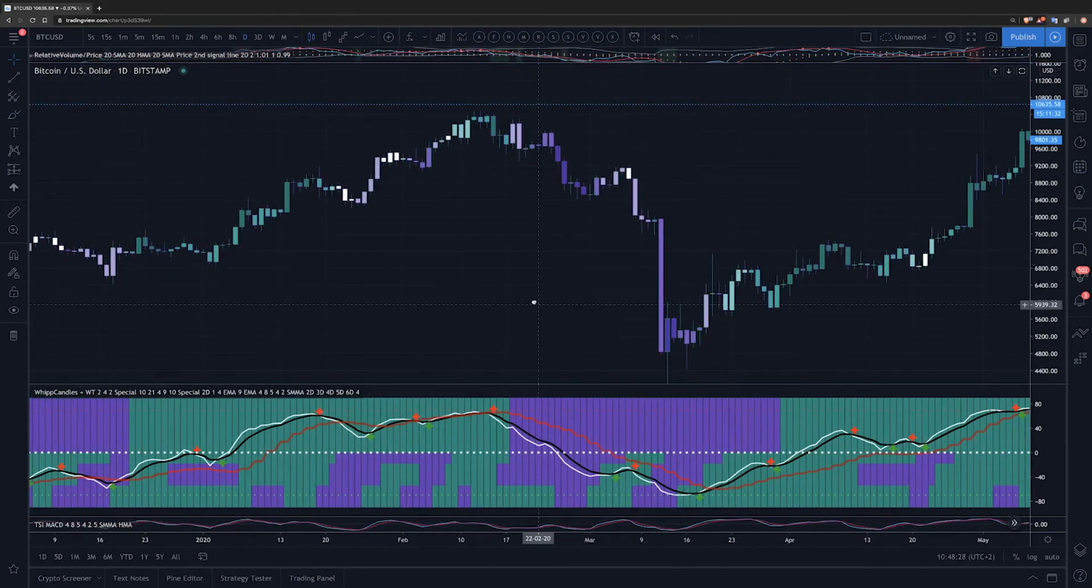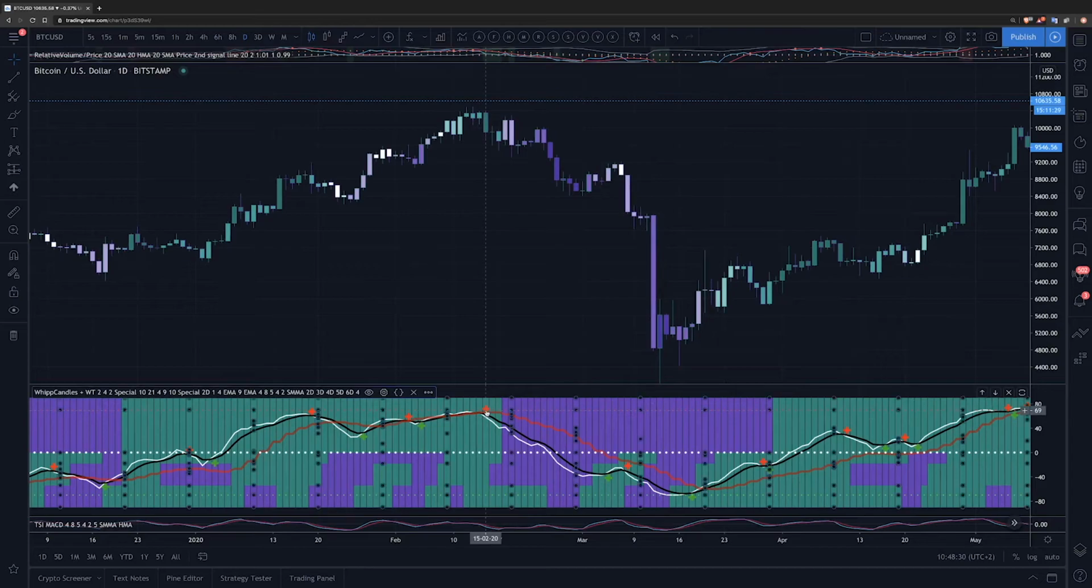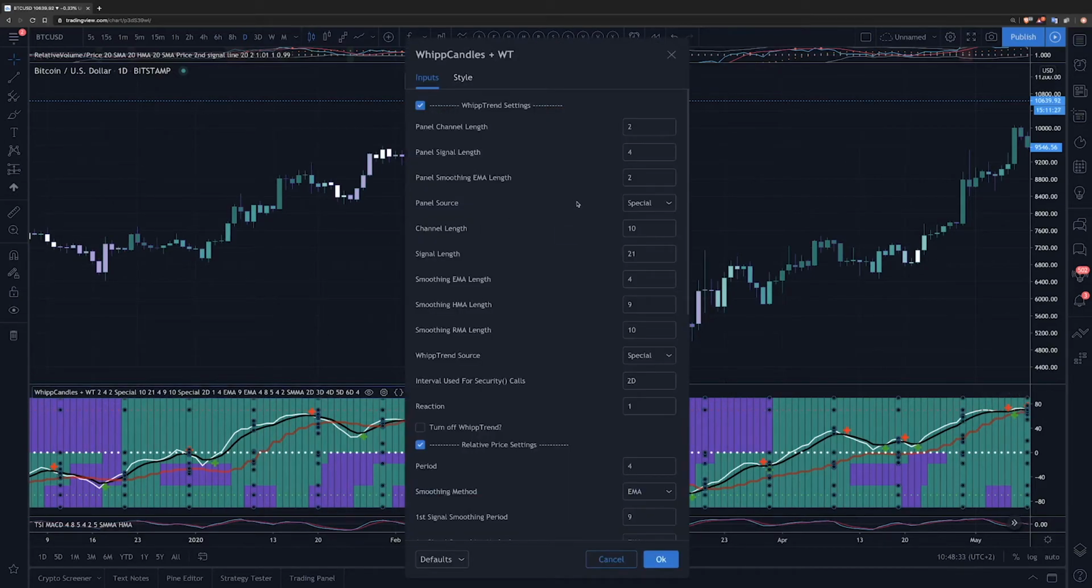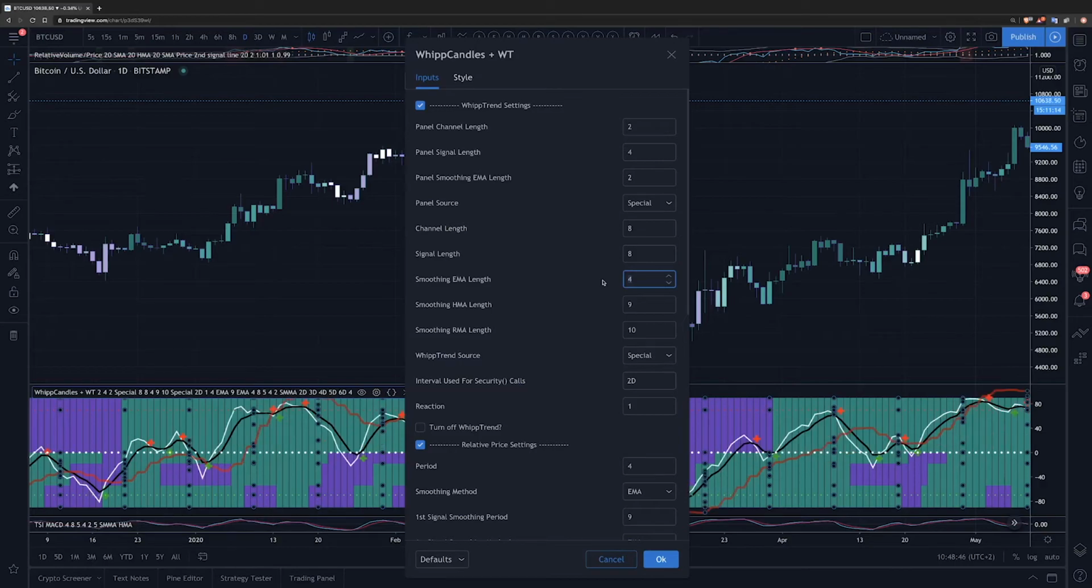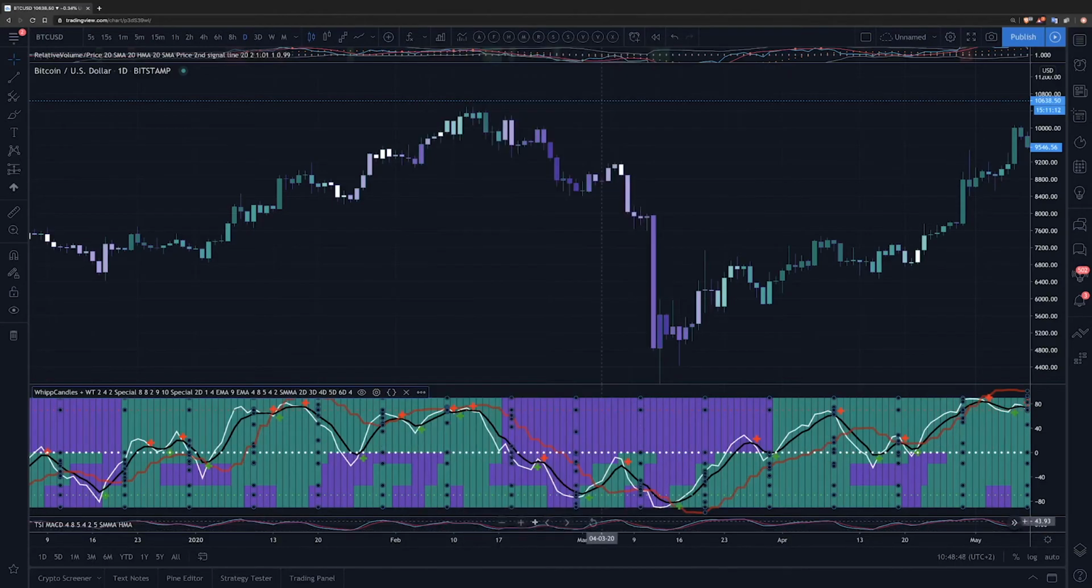What else? Yeah, tweaking. Do I need to tweak? Well, have a play with different time frames. So here we've got 10, 21, and 4. If I go to one of the variants I like, which is an 8, 8, and 2, that's a sell, still bullish here. That could have been a better sell there.